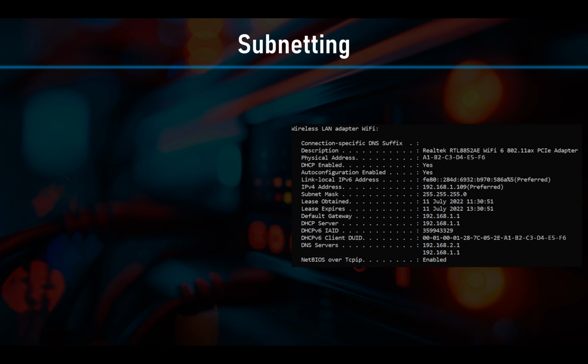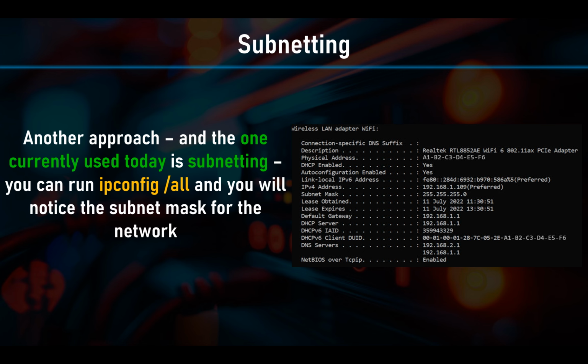Finally then it's just going to be subnetting, and again, this is what's used today. Another approach here, the one currently used today, you can run, for example, ipconfig /all. This is on Windows, so if you open the command prompt, PowerShell they call it now, and just type in ipconfig, space, and then /all, you're going to get all of this information.